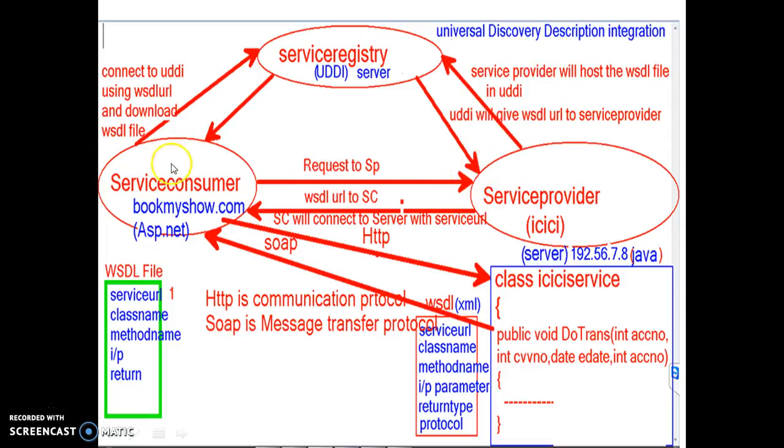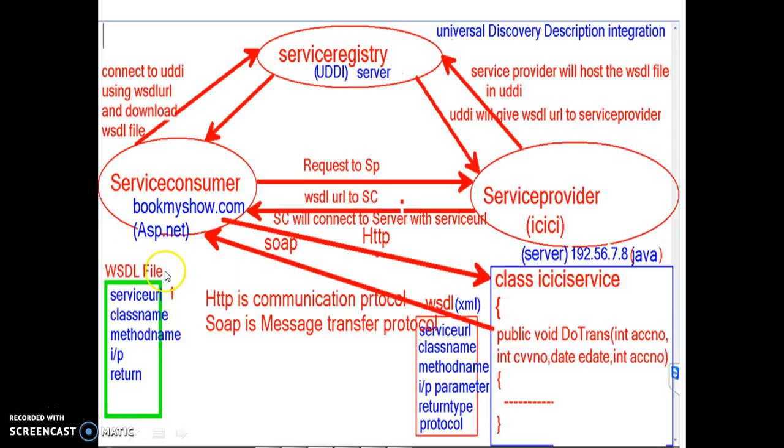Now the service consumer will send the request to whom? The service provider, to consume the service. Then the service provider will send the WSDL URL to the service consumer. And the service consumer means the web application. The developer who wants to consume the service must have knowledge of what? The WSDL file. He must know how to read the WSDL file.